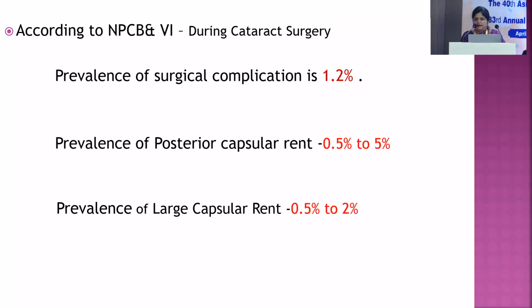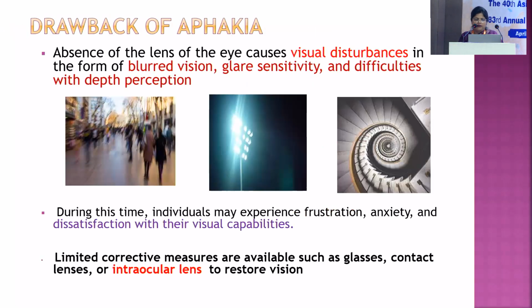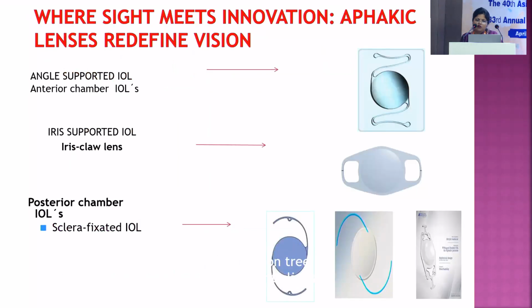These are the cases where it is not possible to put the lens either in the bag or in the sulcus, so generally we leave the patient aphakic. If the patient is aphakic, the visual disturbances can lead to blurred vision, glare, sensitivity, and difficulty in depth perception, and all these visual incapabilities lead to frustration, anxiety, and dissatisfaction. Very limited corrective measures are available in the form of glasses, contact lenses, and intraocular lenses.